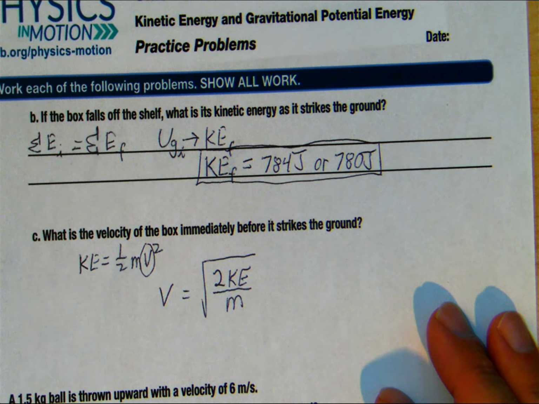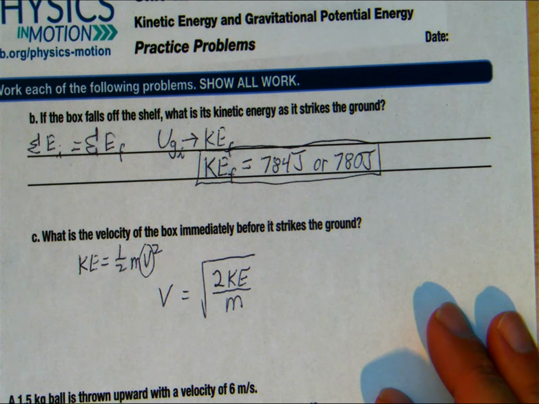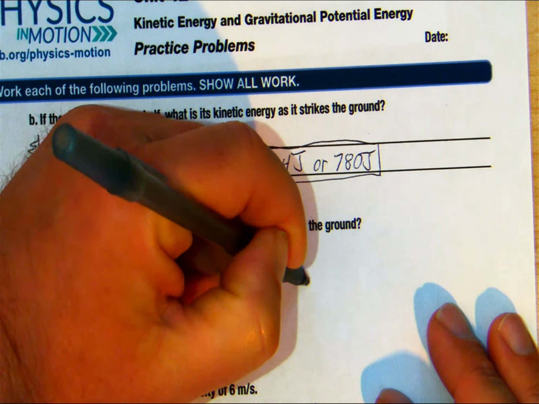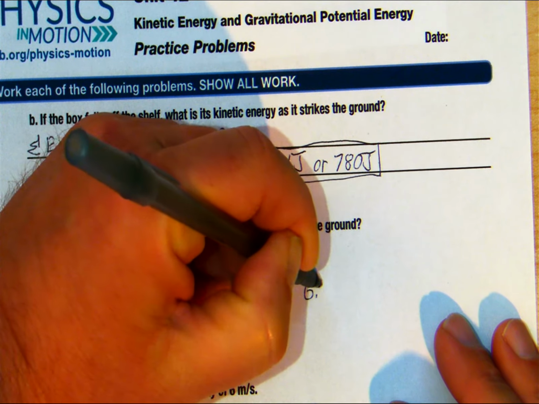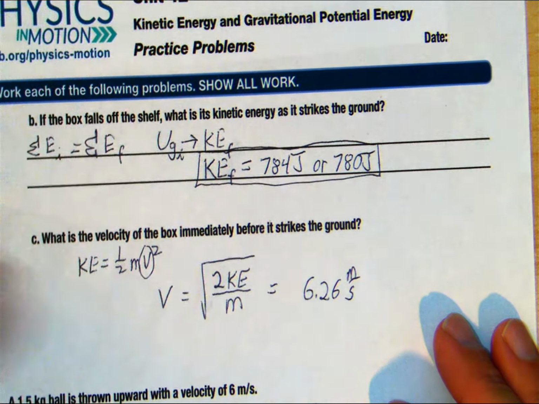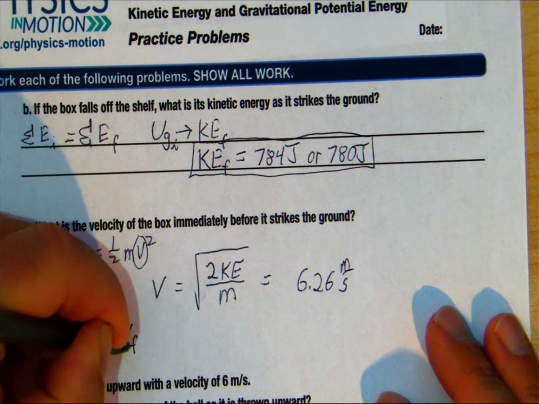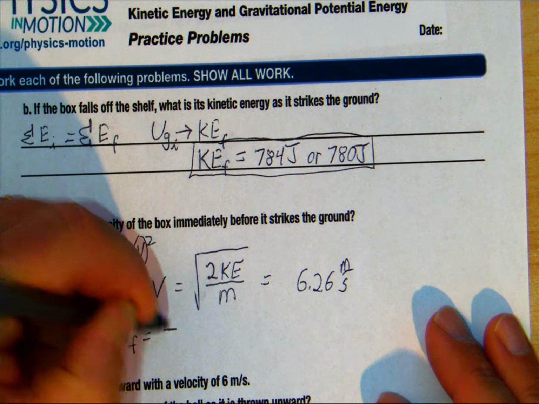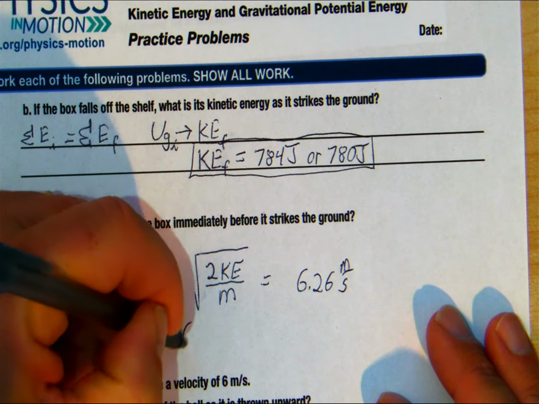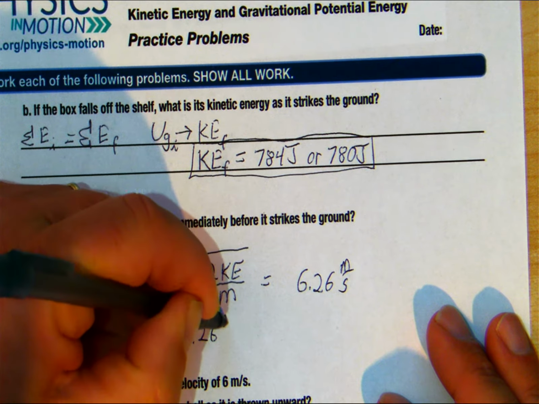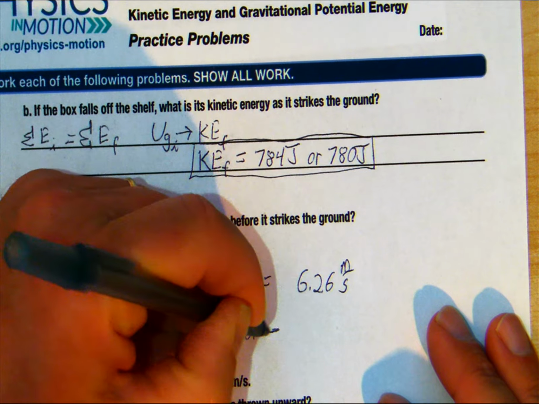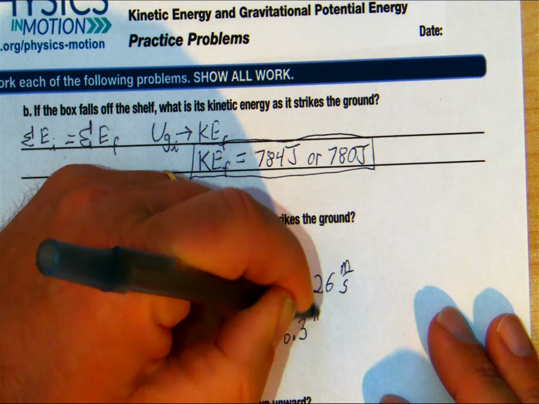The square root of 2 times 784, I'll leave it that way, divided by 40 kilograms, yields a speed of 6.26 meters per second, but this time we can actually calculate the velocity. So the final velocity is going to be down, so negative 6.26 meters per second, or negative 6.3 meters per second.